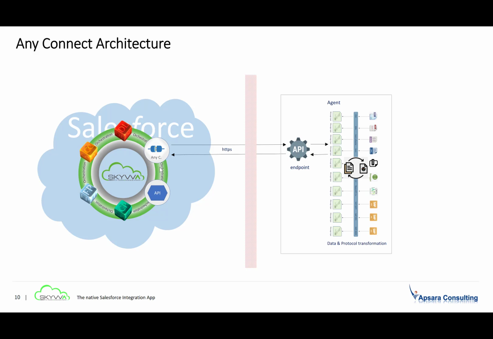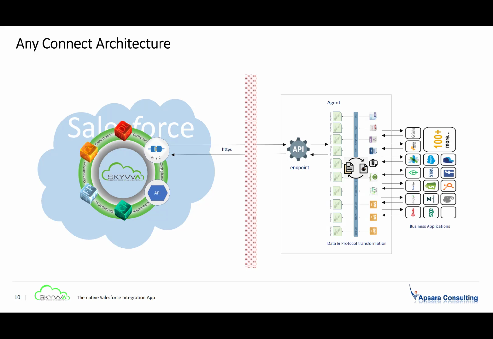And then we are sending data through a transformation and data protocol so that we can pass it to the connected application. And on the way back, we have a SKYVVA connector inside the agent that is able to connect to the SKYVVA API, get data from the other external system that is connected to the agent, and pass the data to Salesforce.